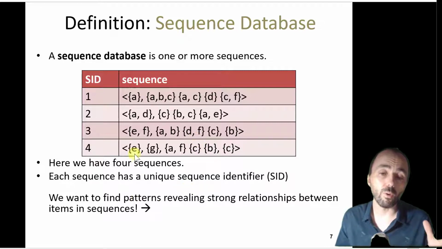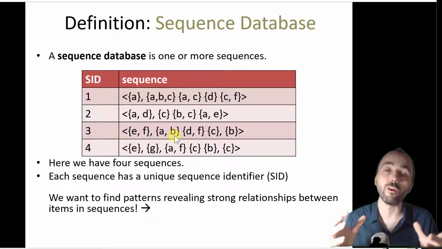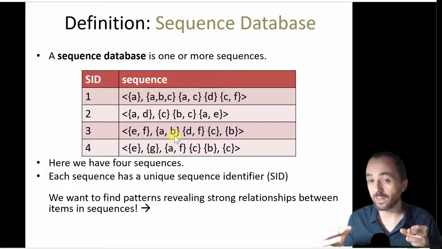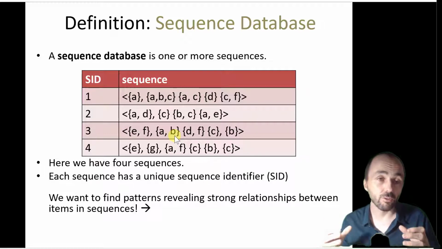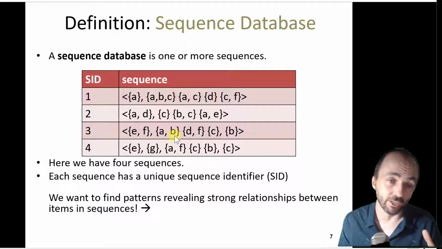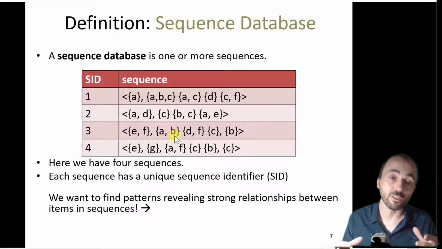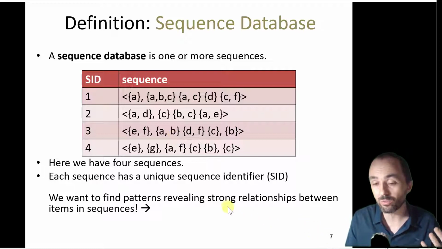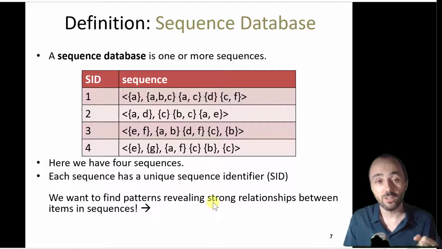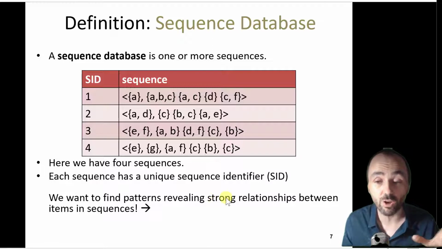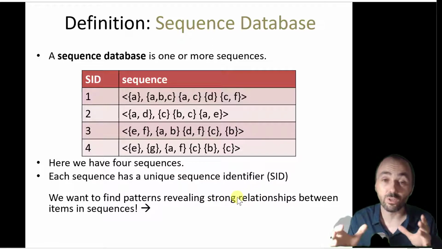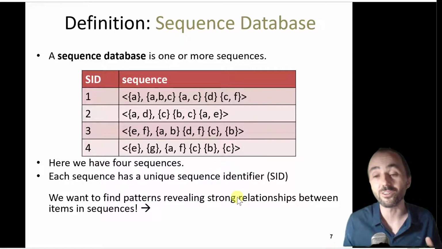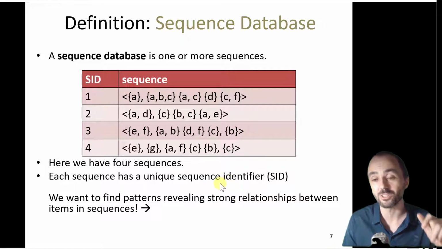If we want to find patterns in this data that will tell us something, like if you buy apple, then later you will buy the cake, or if you buy this, then you will buy that after. So we would like to find patterns that will reveal some strong relationship between the items in the sequences, to help us understand the data, or maybe to take some decision.